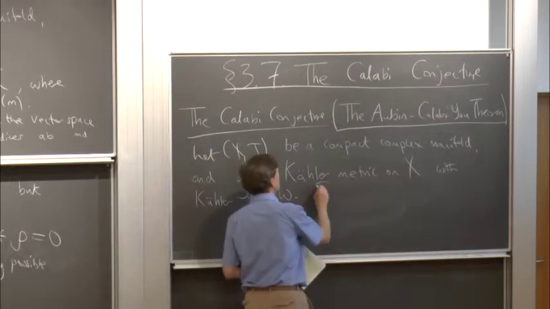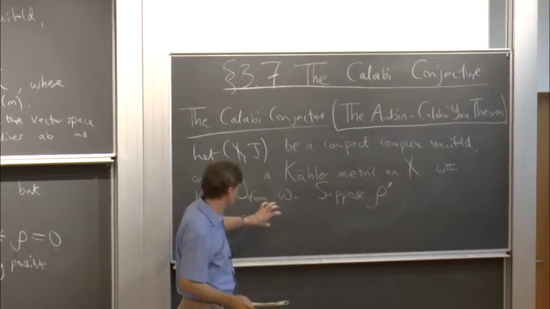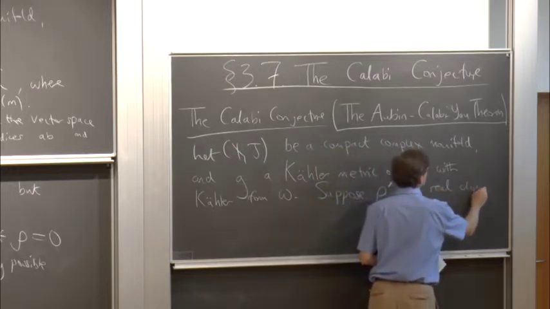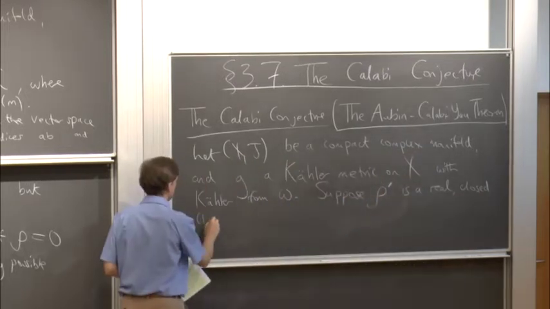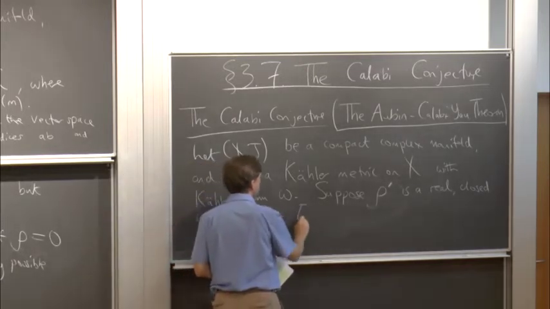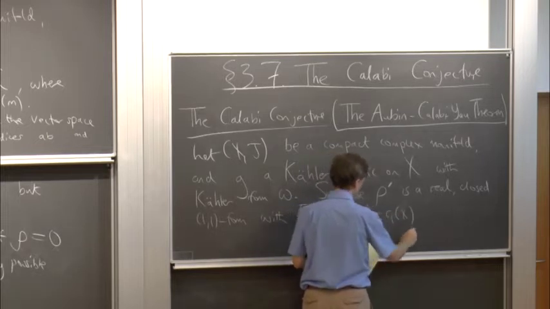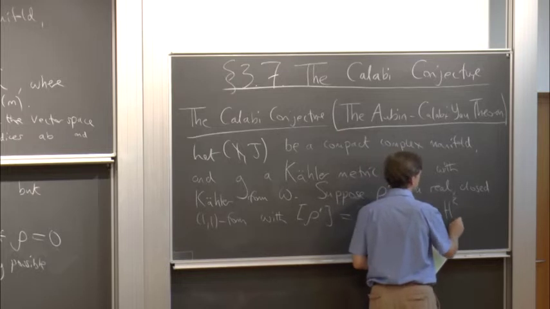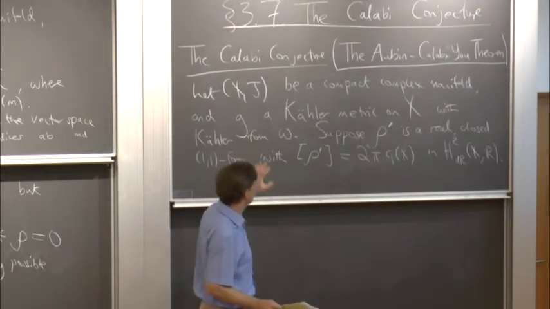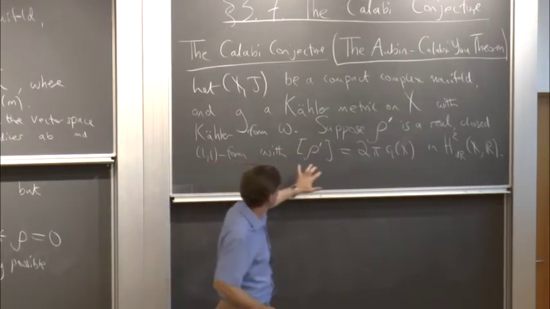So now let's suppose that rho prime, where rho is the Ricci form of g, is some other real closed (1,1)-form, with de Rham cohomology class [rho'] equals 2 pi c_1 of X in the second de Rham cohomology group of X. So rho prime is a candidate Ricci form for some Kähler metric on X, because it has the properties we need. It's real, closed, (1,1), and it has the correct cohomology class.